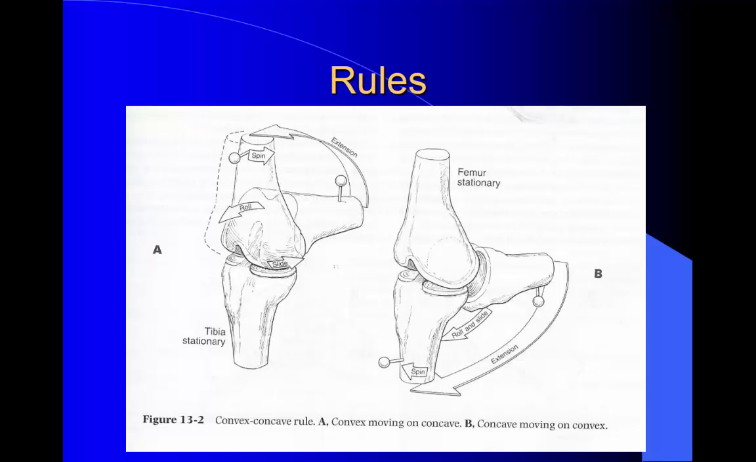A good rule of thumb is to look at the first word in the rule. When the convex-concave rule applies, the convex surface is the one that is moving. That always helps me. I hope it helps you as well.